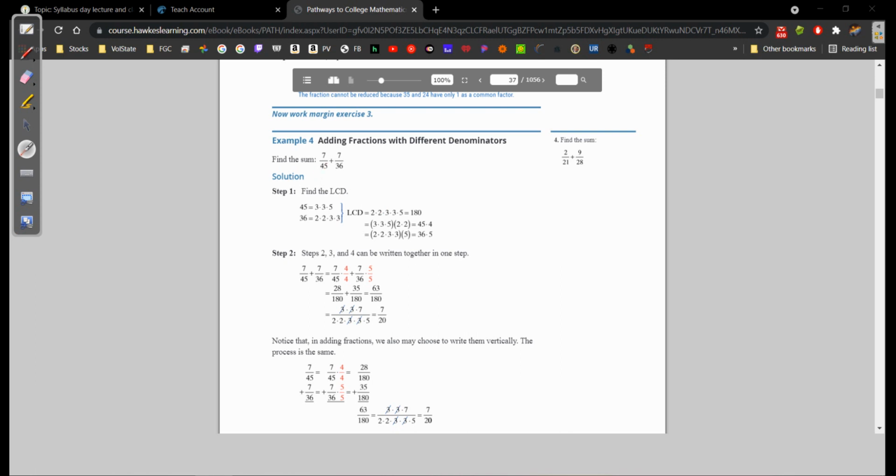Well, it's 180. Okay, and so we have to multiply 45 times 4 in this step right here. 45 times 4 to get to 180. We have to multiply 36 times 5 to get to 180. And there's still quite a bit of computation involved here. See, notice there's a lot more computation involved.